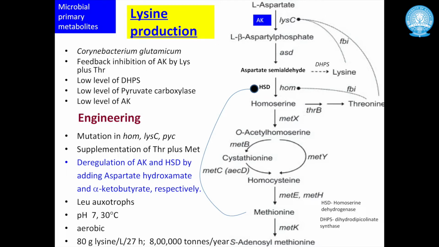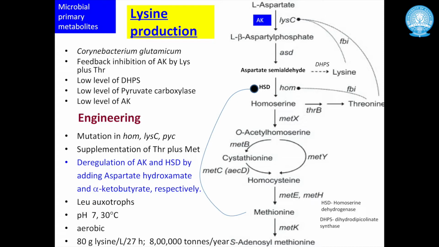which are encoded by various genes. Aspartokinase, AK, is encoded by the lysC gene, whereas aspartyl phosphate dehydrogenase is encoded by the ASD gene, and the key enzyme involved in the case of production of lysine from aspartate semialdehyde is encoded by its corresponding gene, the DHPS gene.